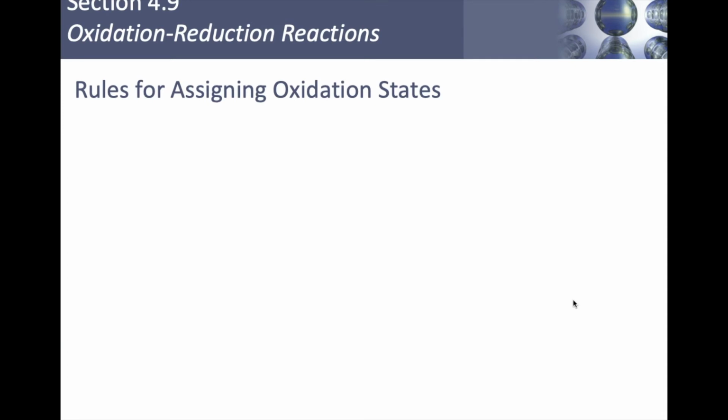Now, there are rules for assigning oxidation states. If you're wondering what the point of this is, the point of assigning oxidation states for different elements in a compound, or elements just on their own, is that it's a way of keeping track of the electrons. And so there are rules that we like to use.